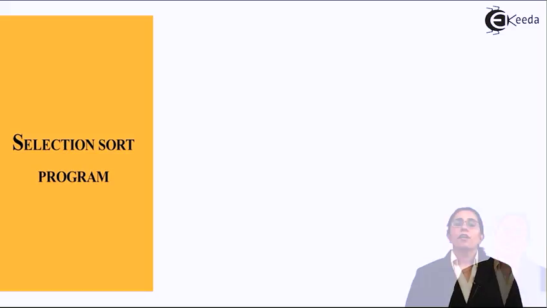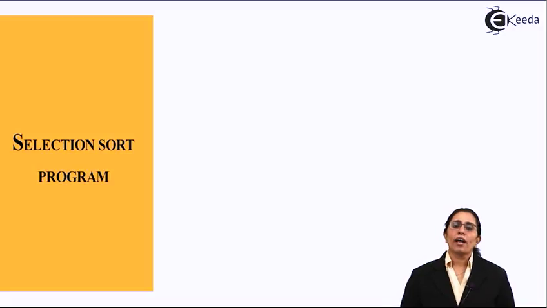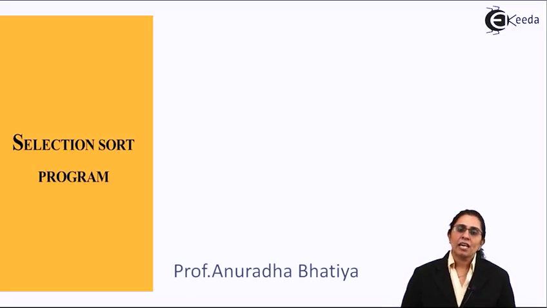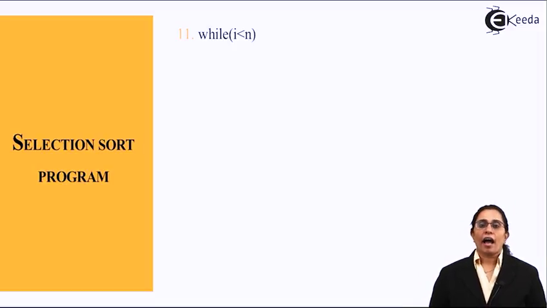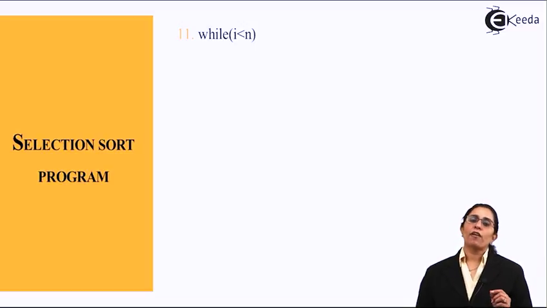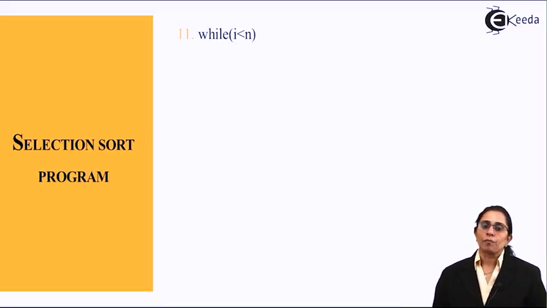Hello friends, now we will see how the while loop works. We will see here that the while loop is taken as i less than n. As we've initialized i to 0, we will terminate when the value of i is equal to n. That is, the loop will work from 0 to n.